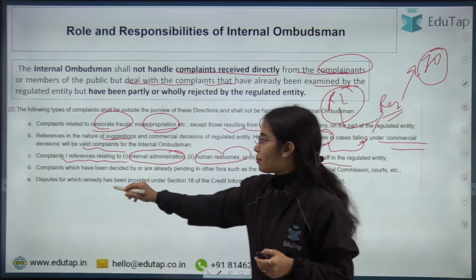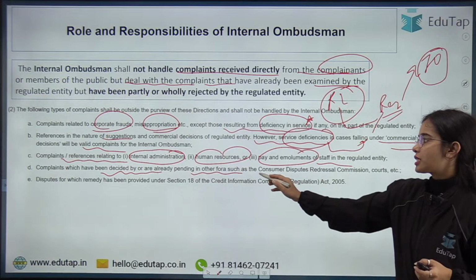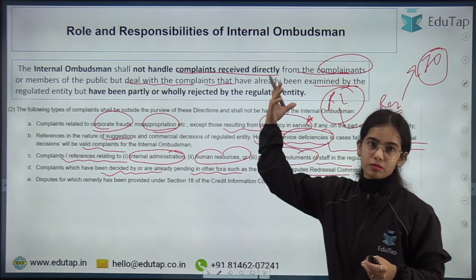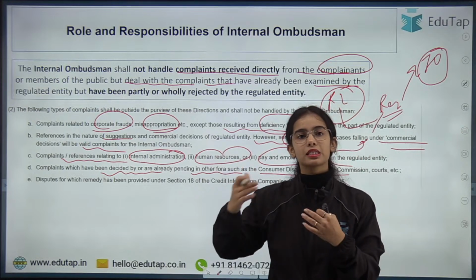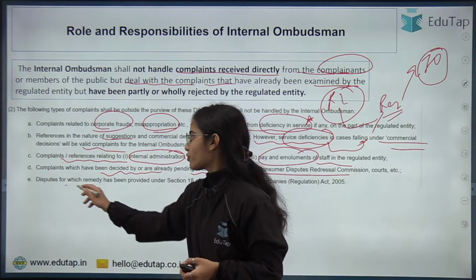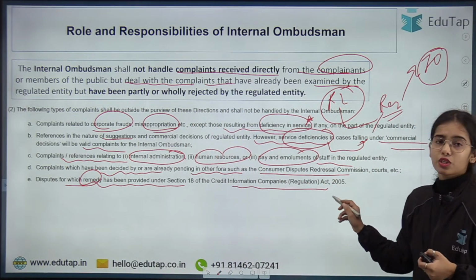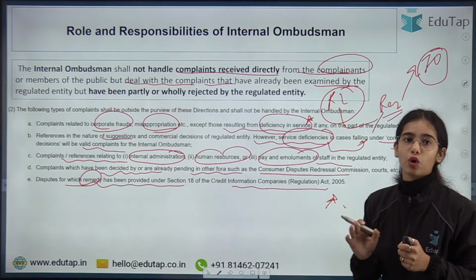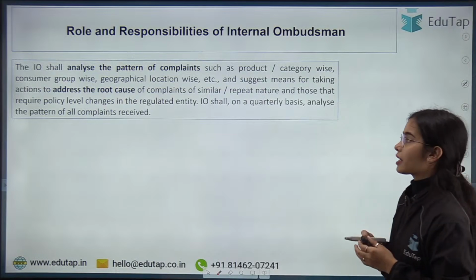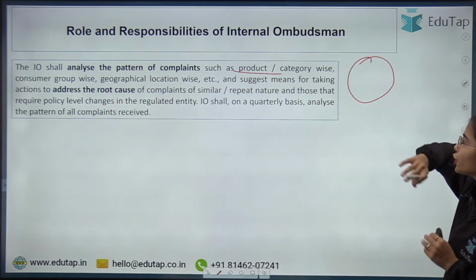Complaints which have been decided by or are already pending in other fora, such as the Consumer Dispute Redressal Commission, will not be reviewed by the internal ombudsman, because they are already in process in a different forum. Disputes for which remedy has been provided by the credit information companies, for that also the internal ombudsman will not review.